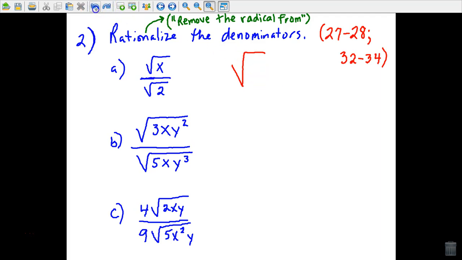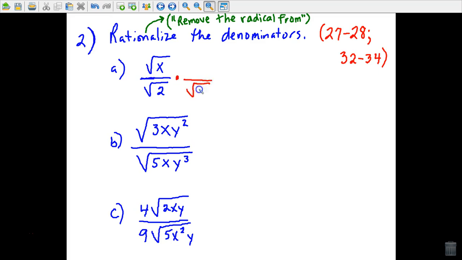That is of no benefit to me. And my directions tell me to rationalize the denominators, and that's just another way of saying show this simplified form using a denominator that does not have a radical in it. Remove the radical from the denominator.